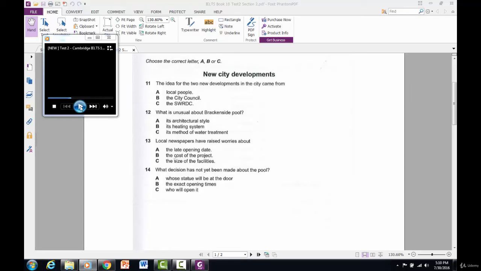There we go. A recycling system, the only one of its kind in the world. Recycling system is synonym for water treatment, a method of water treatment. And only one of its kind in the world is synonym for unusual. So the correct answer for number 12 is C. Pick answers that use synonym matching.